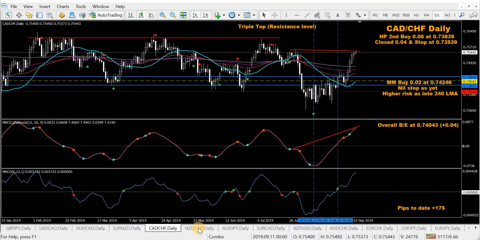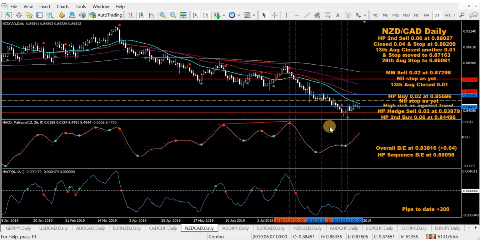New Zealand CAD, if I get to it. It's a bit ugly. Overall break evens down here. You can read my trades. So yeah, overall break evens down low. All the trades got a sell. HP sell, which is still in partial play. Got a mod MACD sell, which is still in partial play.